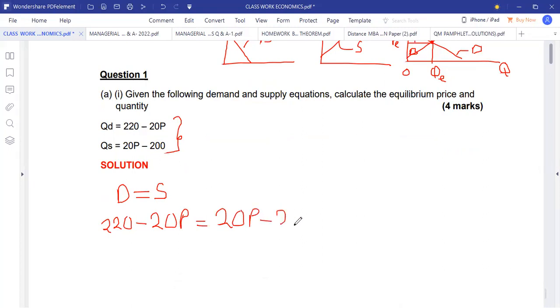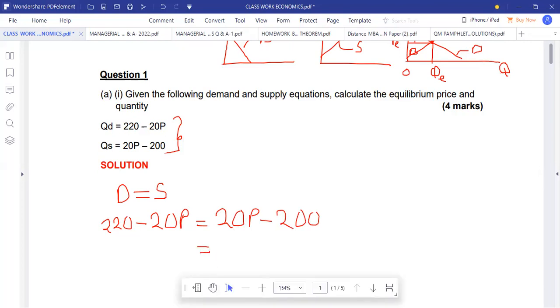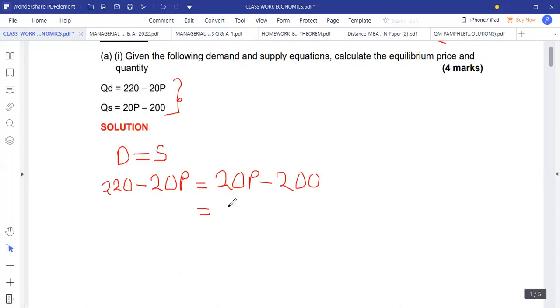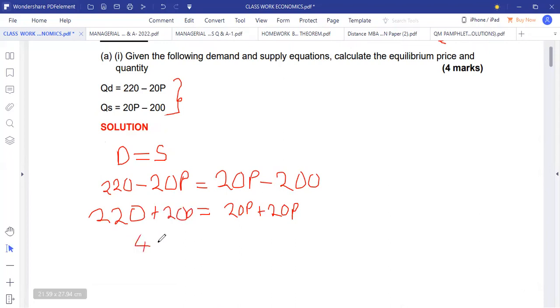minus 200. So when we equate these two equations, we want to solve for the variable. In this case, we want to solve for p. So we put letters on one side. So we have 20p. The other 20p will come this side to be plus 20p. And here we have 220. When this negative comes this side, it will add plus 200. So on this side, we're going to have 420.